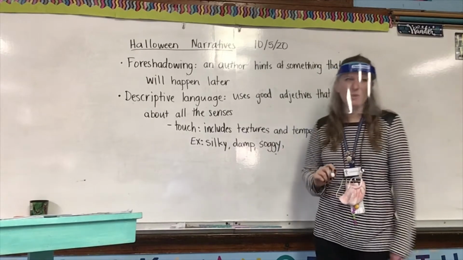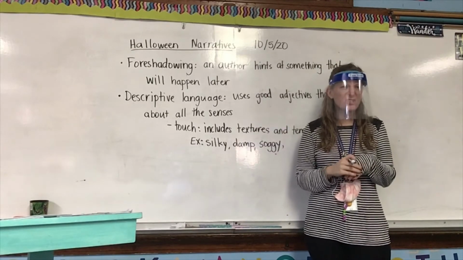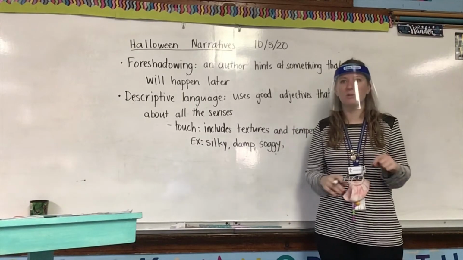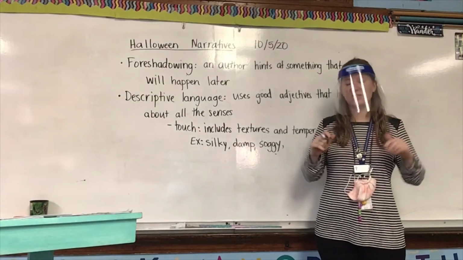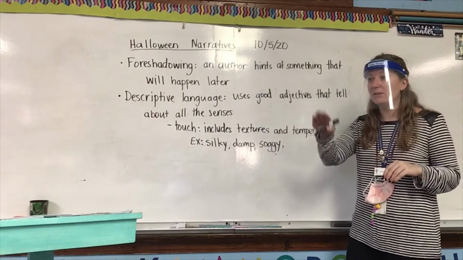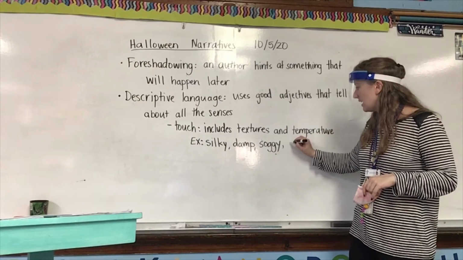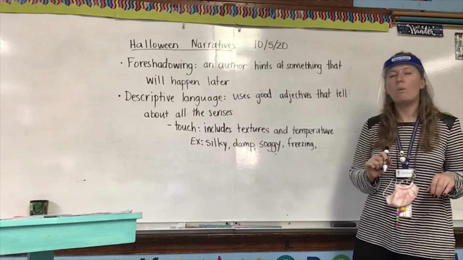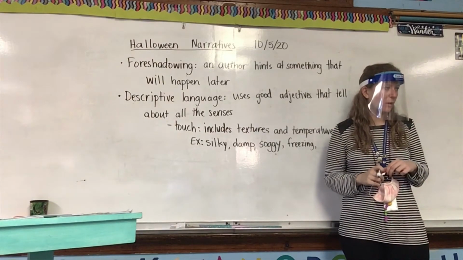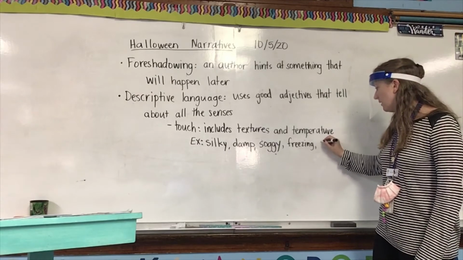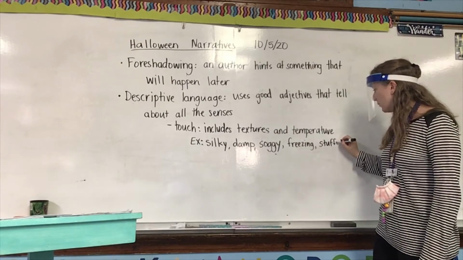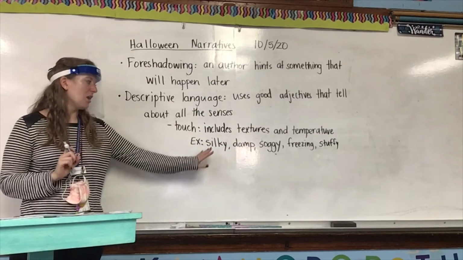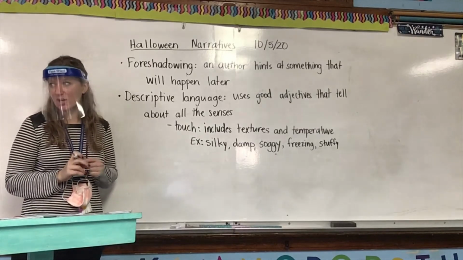Soggy. So you want to think of good adjectives, not just hard or soft, but things like silky or damp or soggy or slimy or just pillowy soft or something like that. And then you want to talk about temperature. So things like freezing, or what's a better word for warm? Stuffy. You know, like if it's warm in a room and it feels like there's not enough air, that would be stuffy. So those are good words for textures and temperature.